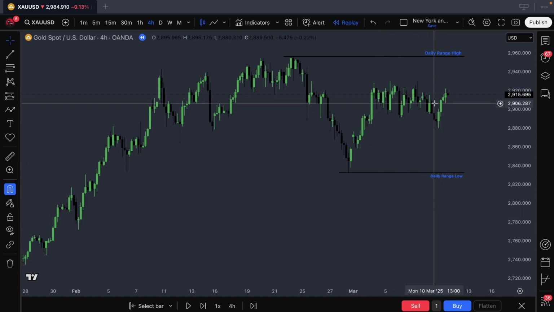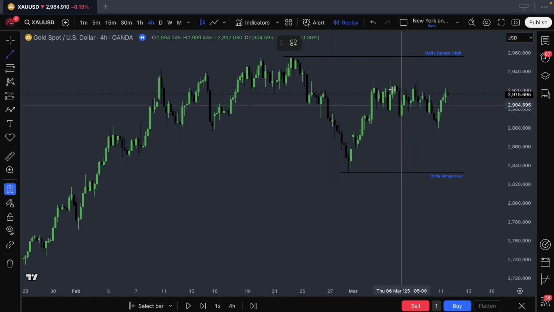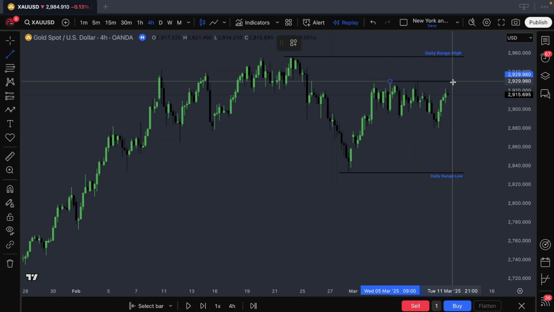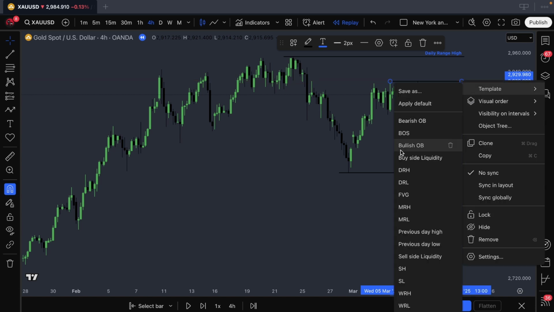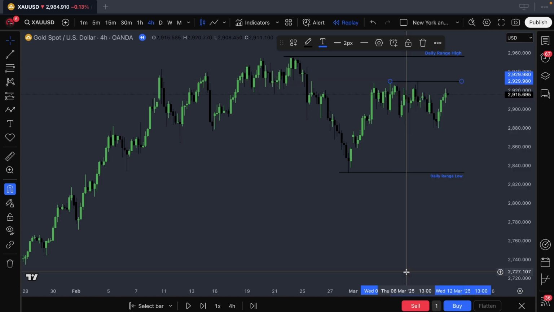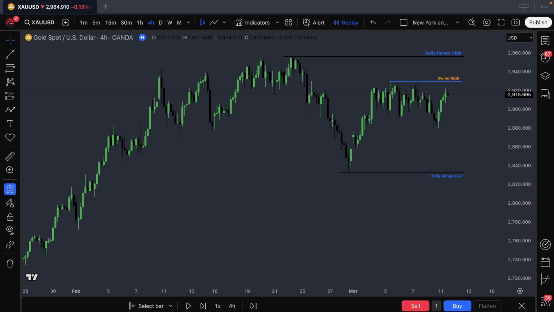On the 4-hour time frame, right off the bat, I can notice that we've been consolidating right here. There's been a range going on right here. So I'd like to have the swings outlined like this. I would like these swings to be outlined.